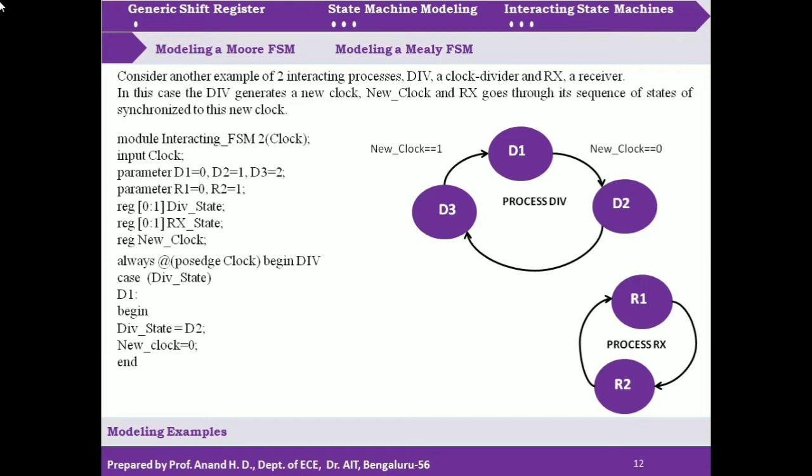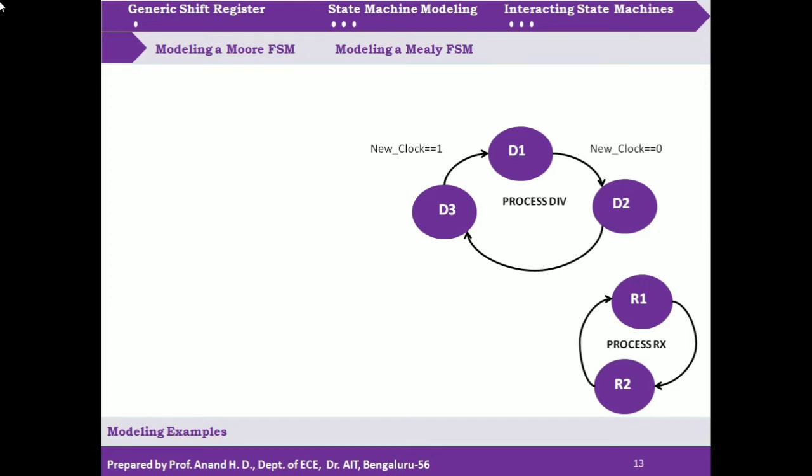In this we have first state d1. So here there will be a state transition from d1 to d2, and the new_clock signal is 0 during this process. In case of the second state, that is D2, the next state will be D3. So there will be no processing here. There will be a simple state transition from D2 to D3. Then in state D3, the new clock signal will be set high, and there will be a state transition from D3 to D1.